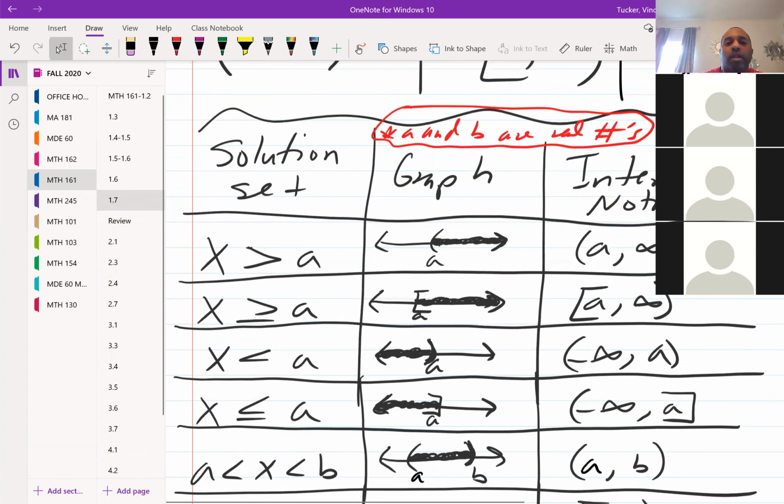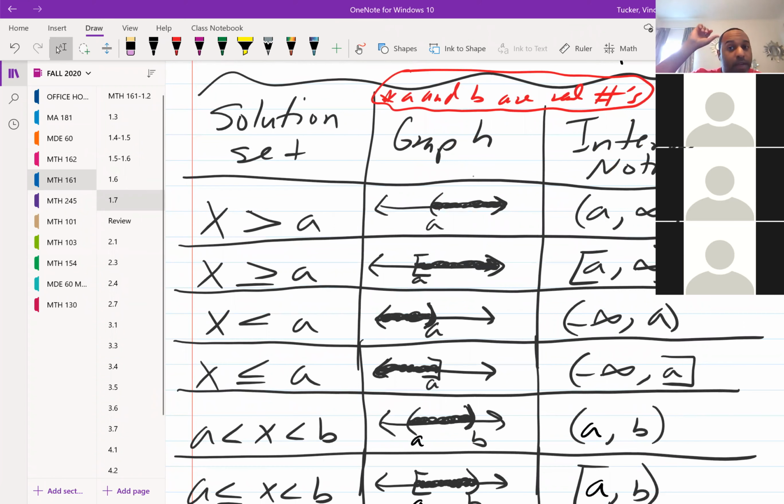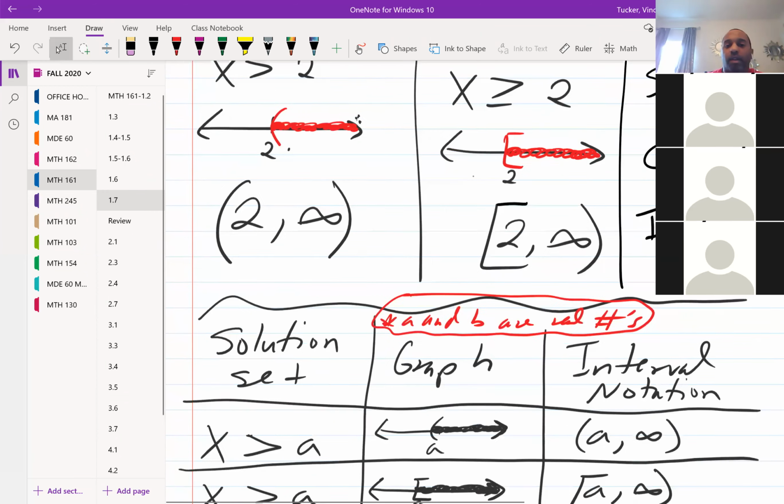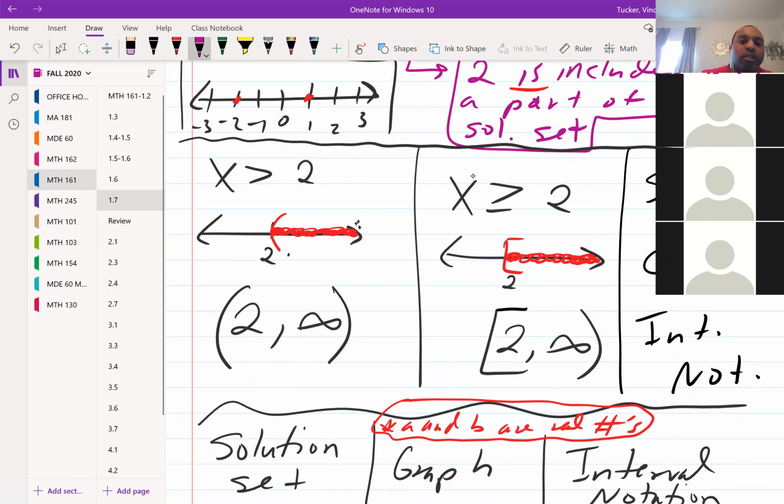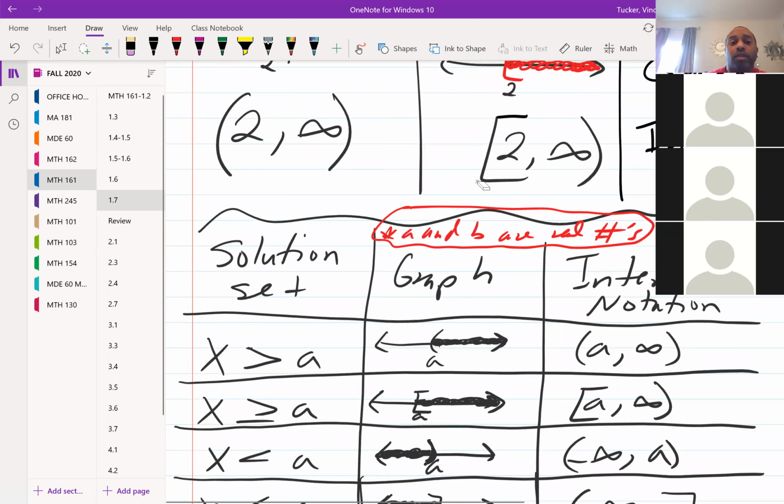All right. So notice in red, it says A and B are real numbers. They represent real numbers. If you notice in that first row, it says X is greater than A. Same thing as X being greater than 2 right here. It's just that we're putting an A there to represent any number versus just being specific to 2.